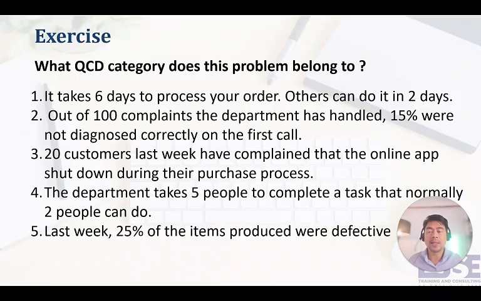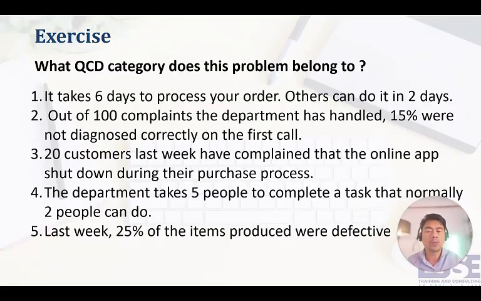We'll have an exercise, but the question is, what QCD category does this problem belong to? The first one: it takes 6 days to process your order. Others, in this case, would mean your competitor can do it in 2 days. What do you think the problem type of this one is? This one is a timeliness or a delivery type of problem.